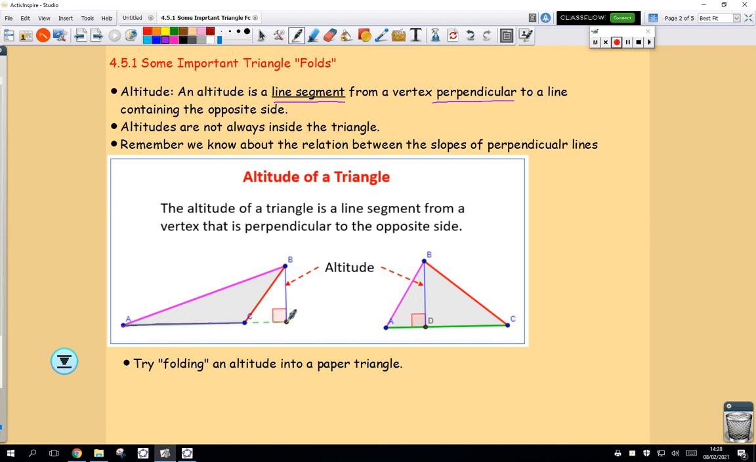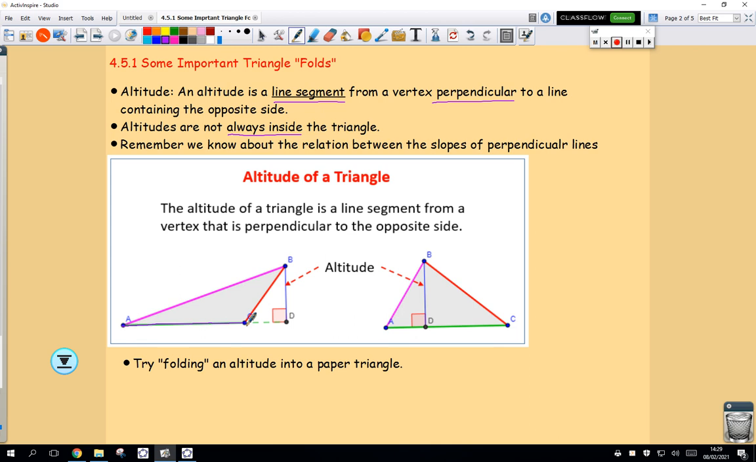And again, every triangle will have 3 altitudes. But one thing to note is that altitudes are not always inside the triangle. Medians are always inside the triangles. Altitudes are not necessarily. The altitude always gives me the height of the triangle from a base. It gives me a perpendicular height from a particular base. Okay, so here this is the perpendicular height from the base AC. Here this is the perpendicular height from the base AC. But I could rotate those triangles onto different bases if I want.